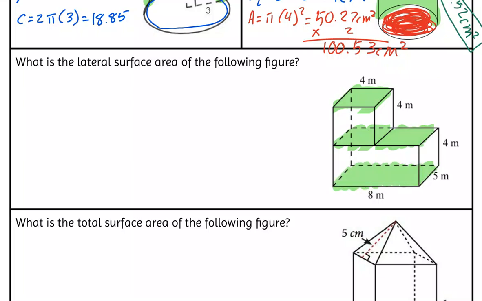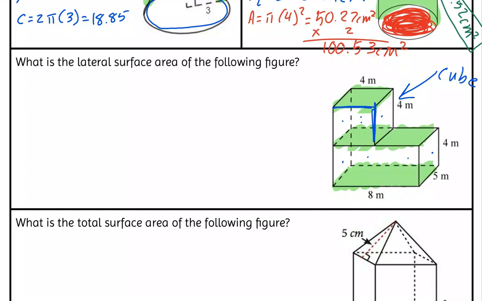Okay, we are not looking for those sides. So we need to find all of those 4 sides and all of those 4 sides. The way that we're going to do this is we know that this length is 4 and this length is 4. So that means that this shape right here is a cube.